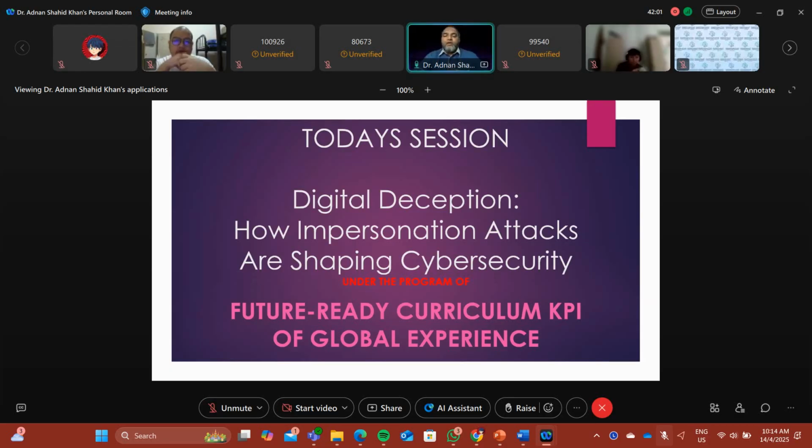Amin. Okay, the topic for our session today is digital deception: how impersonation attacks are shaping cybersecurity. This is under the program of Future Ready Curriculum KPI of Global Experience.